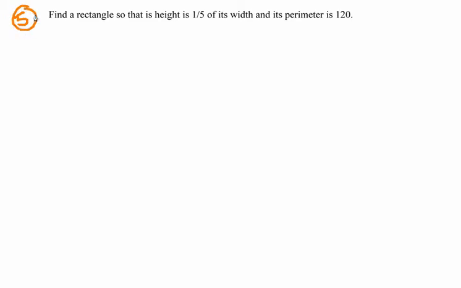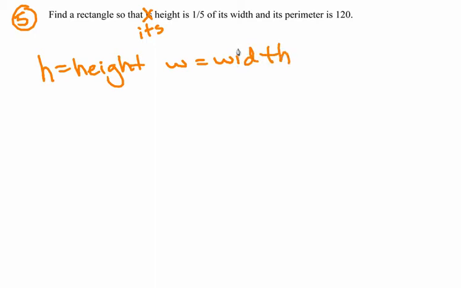Problem 5 says, find a rectangle so that its height is 1/5 of its width and its perimeter is 120. And there's a small typo here that should say so that its height is 1/5 of its width. Okay, so we'll have h represent the height and w represent the width. And we know 2 pieces of information about that. We want the height to be 1/5 of its width. Remember that when we say a fraction of something, that really means that we're multiplying that fraction by that quantity. So the height is 1/5 of the width.